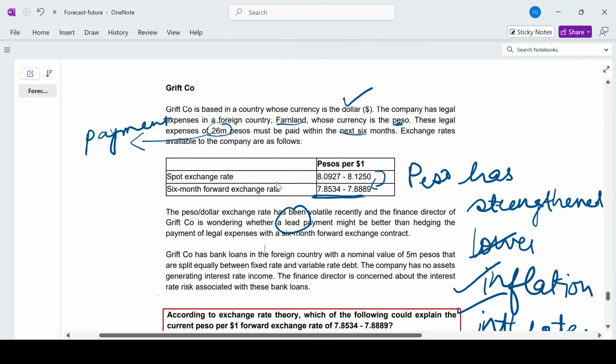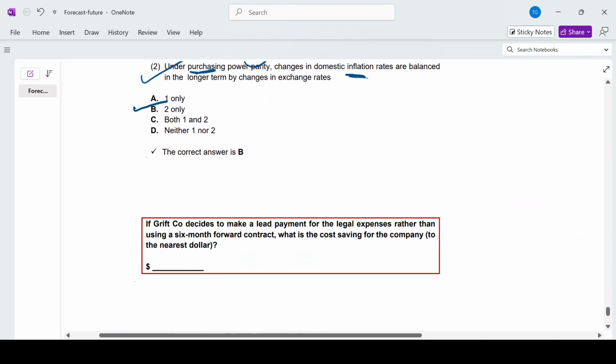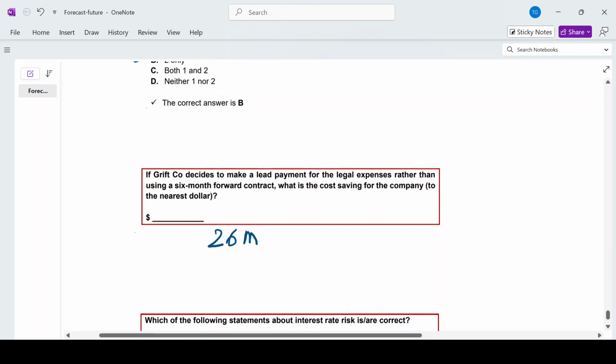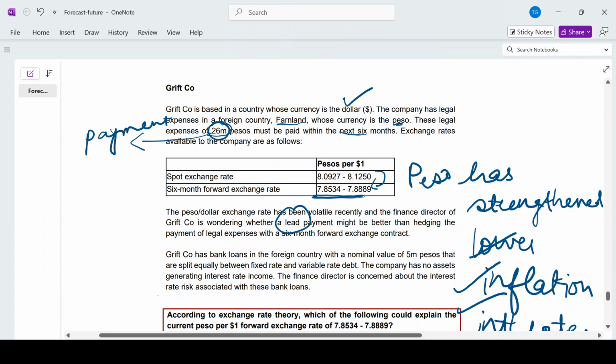Here we are on the payment side and we are supposed to make a payment of 26 million pesos. So the payment amount is 26 million. Now do we divide or do we multiply? How do we figure that out? We are going from pesos to dollars. Dollars is the stronger currency. For $1 you have to shell out 8 or 7 pesos, so that makes the dollar stronger. Whenever you're converting pesos to dollars, the dollar amount is going to be lesser because the dollar is stronger. So you're going to divide.